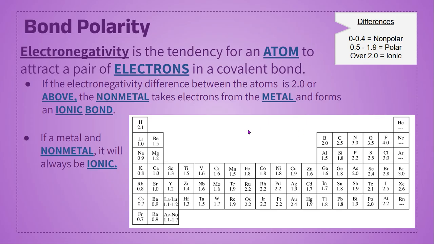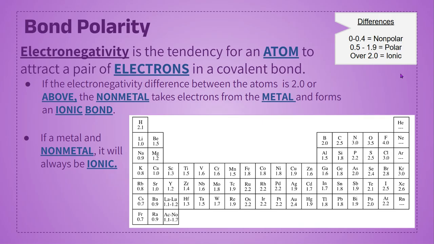So if you see this table that we give you, you'll have this on the back of your periodic table. It gives each atom an electronegativity value. And if you notice, fluorine has the highest electronegativity. Okay, so what does that mean? Electronegativity is the tendency of an atom to attract a pair of electrons in a bond. Typically we use this with covalent bonds, and we talk about covalent bonds being polar or nonpolar.